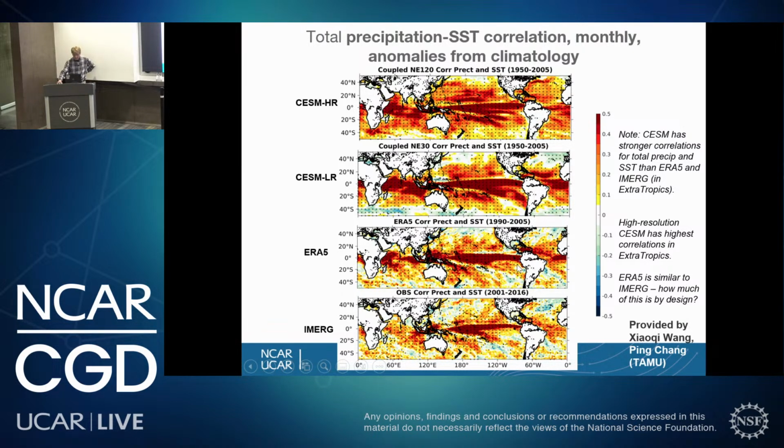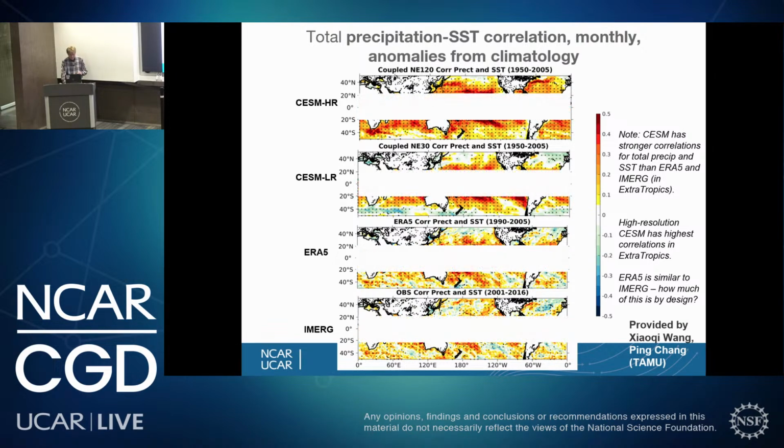And a question we can come back to at the end: ERA5 looks quite like the satellite observations, IMERG. How much of that is by design? What aspects of data assimilation are driving that? Again, you can focus on the extratropics, and you see it's stronger in the model than in ERA5 and IMERG.